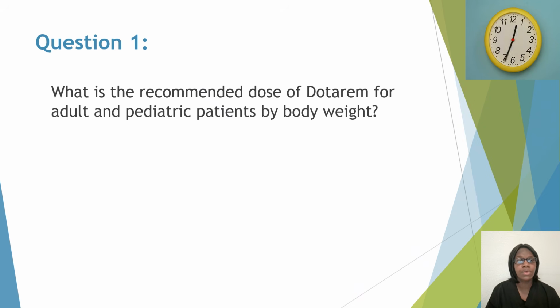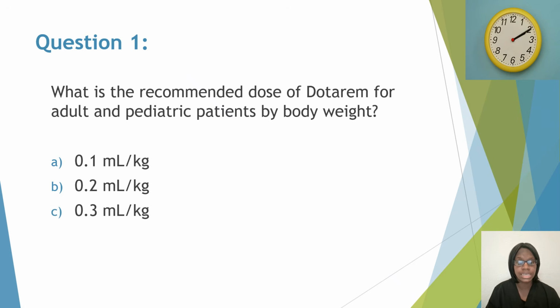Question 1. What is the recommended dose of Dotarem for adult and pediatric patients by body weight? A, 0.1 milliliter per kilogram. B, 0.2 milliliter per kilogram. C, 0.3 milliliter per kilogram. D, 0.4 milliliter per kilogram.